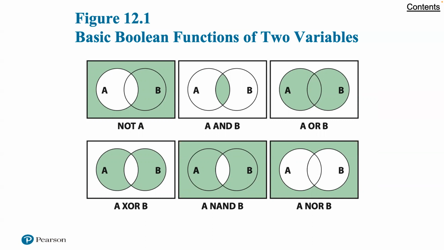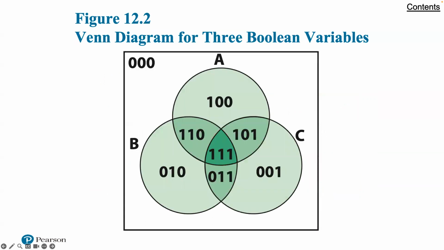The Boolean variables are represented by circles, which can be viewed as sets depicted in Venn diagrams. From the perspective of the Boolean algebra, the surrounding rectangle, including the circle, represents all possible combinations of values of A and B. From a set perspective, the surrounding rectangle represents the universal set. Figure 12.2 depicts the Venn diagram corresponding to 3 Boolean variables. The 3-bit numbers give the Boolean value for A, B, and C in the different regions.